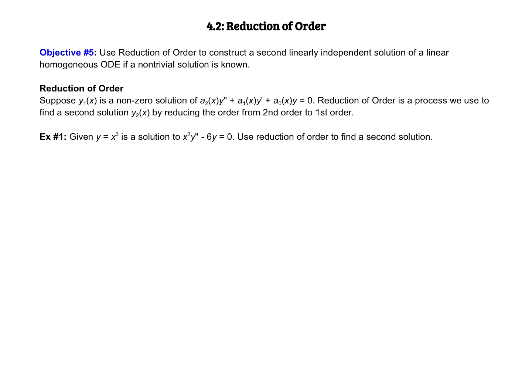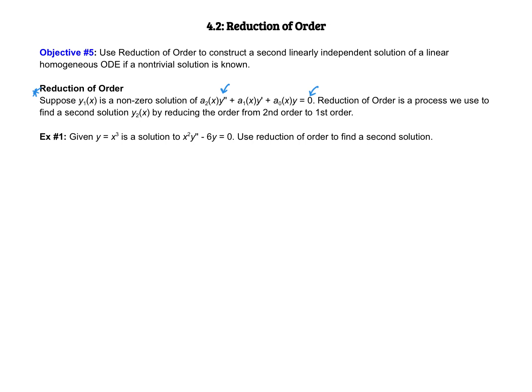So what we're going to do today is a process called reduction of order. So at the top, let's start with what is reduction of order. Suppose that we have y1, which is a non-zero solution of a second order linear differential equation, and this one's homogeneous because it's set equal to 0. Reduction of order is a process we use to find a second solution by reducing the order from second order to first order. So the best way to see this is just to go through the process.